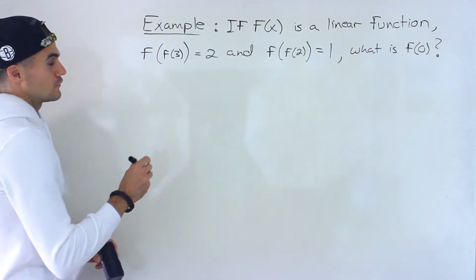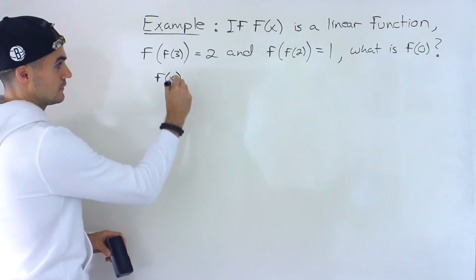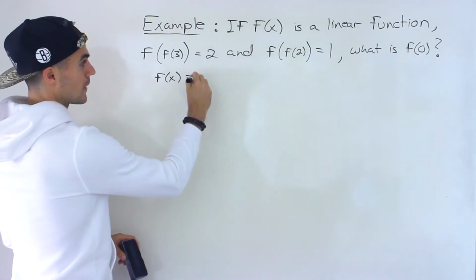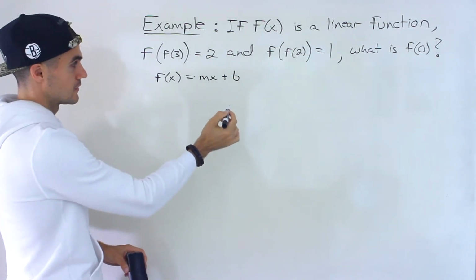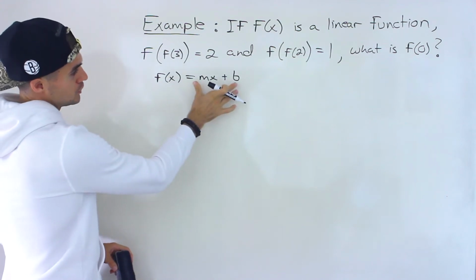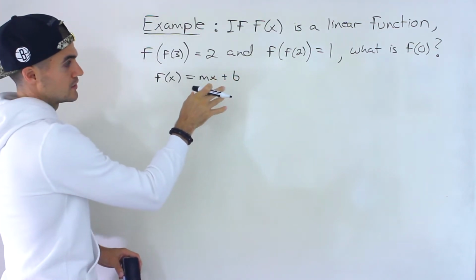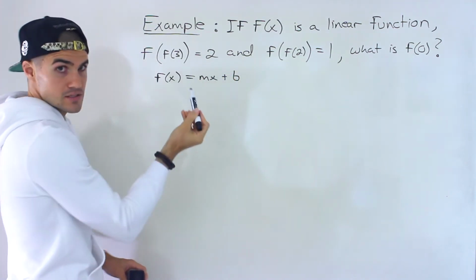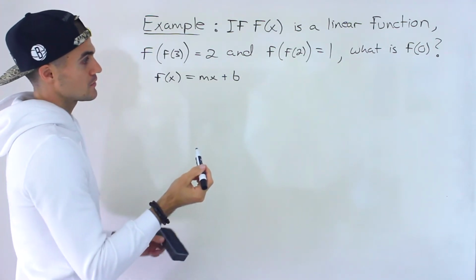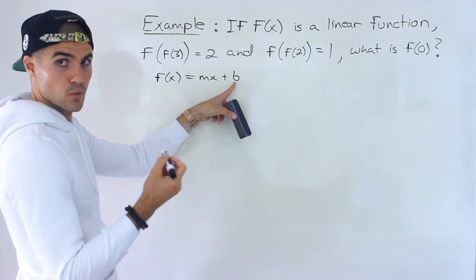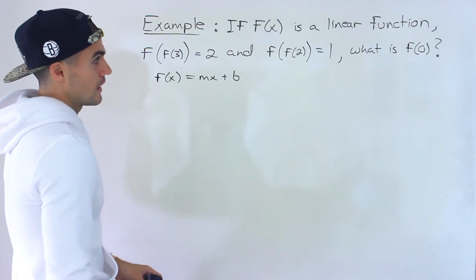First thing, notice we're told that f of x is a linear function. If it's a linear function, then we know it's going to be in what format? mx plus b, the equation of a line. We can use the two expressions we're given to find out what the m and the b are, the slope and the b value, and then we can find out what f of 0 is. Notice f of 0 is basically the b value, the y-intercept. You'd plug in 0 for x, this would go away, and that would be the b value.